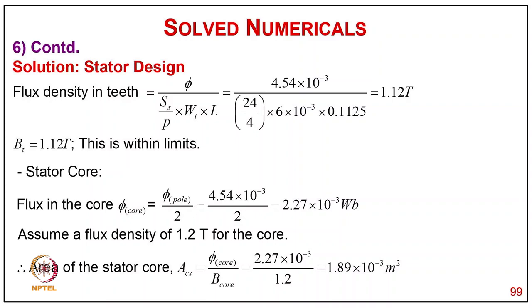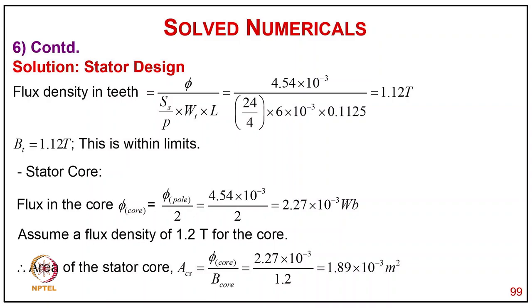So now coming to the calculation of the stator core. Flux in the core, phi core, equals phi pole by 2. So putting values it comes 2.27 into 10 power minus 3 Weber. Assuming a flux density of 1.2 tesla for the core, the area of the stator core is Acs equal to phi core upon B core.